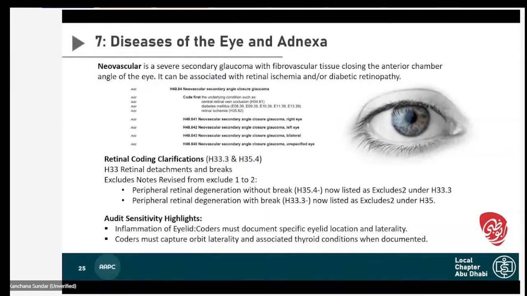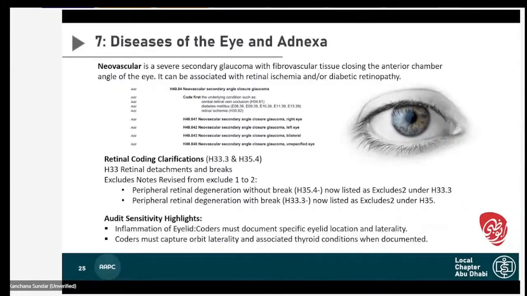So retinal detachments, when we are coding, we have now created an opportunity with Excludes2. Before it was Excludes1, which was revised to Excludes2 with peripheral retinal degeneration without break and with break. So this is important information. Whenever you see retinal detachment along with that peripheral retinal degeneration, ensure you are again walking through the document to find if both are appropriately treated and code both. There is no Excludes1 moving forward for retinal detachment.